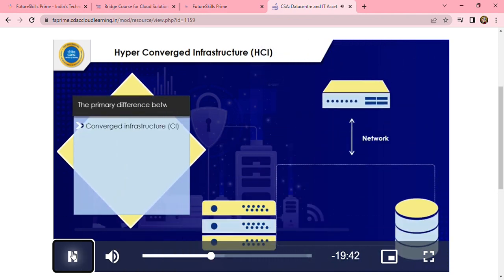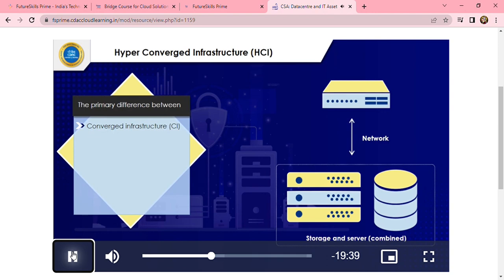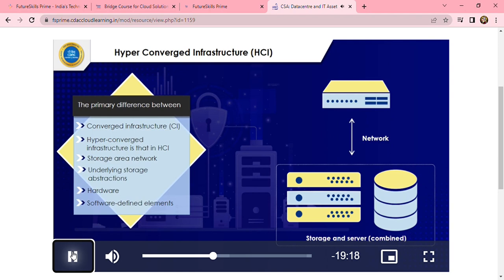The primary difference between converged infrastructure (CI) and hyper-converged infrastructure is that in HCI, both the storage area network and the underlying storage abstractions are implemented virtually in software, at or via the hypervisor, rather than physically in hardware. Because all of the software-defined elements are implemented within the context of the hypervisor, management of all resources can be federated, shared, across all instances of a hyper-converged infrastructure.